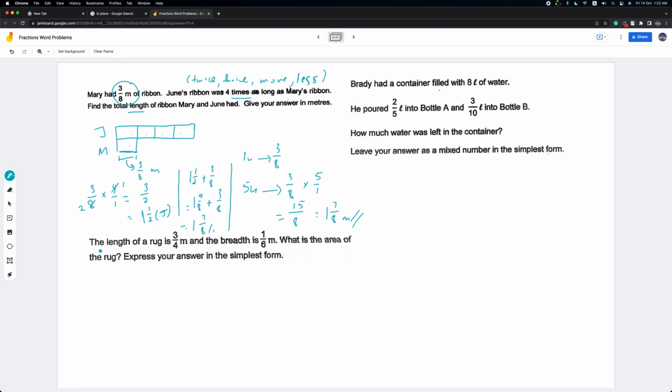Okay, so the next question. The length of a rug is 3 meters and the breadth is 1/6 meter. What is the area of the rug? Again, a very familiar question that we've done before. It's a common area question. If they change this to a whole number, everyone will be able to do.